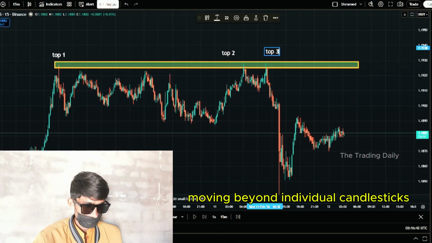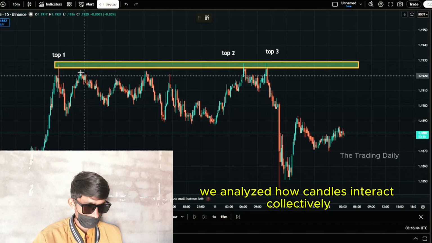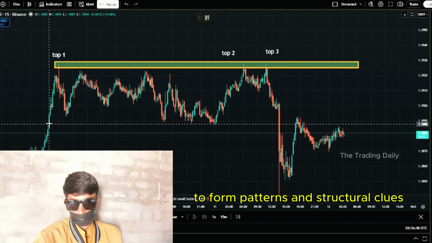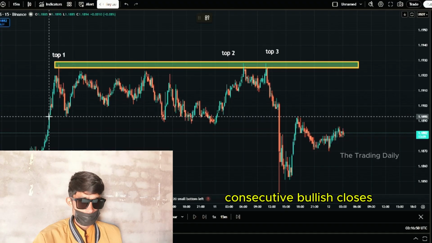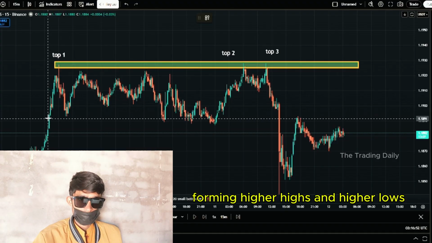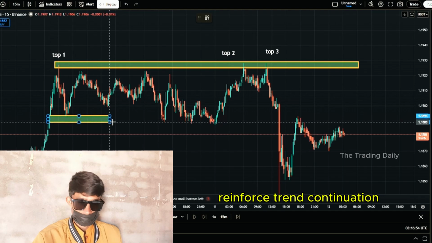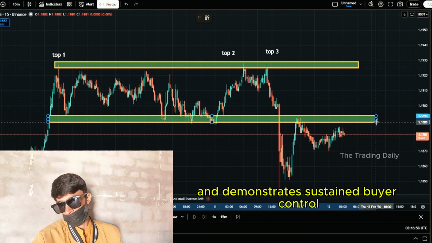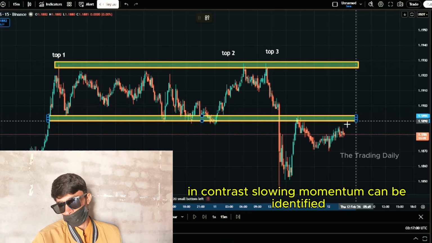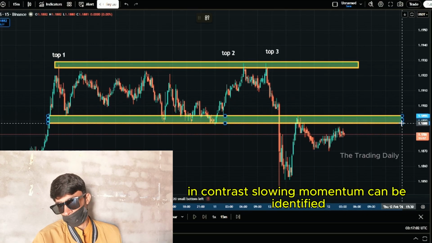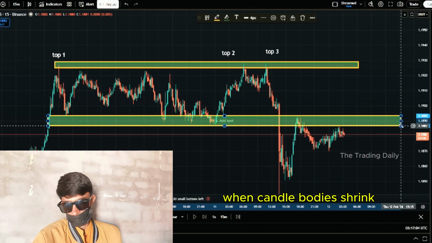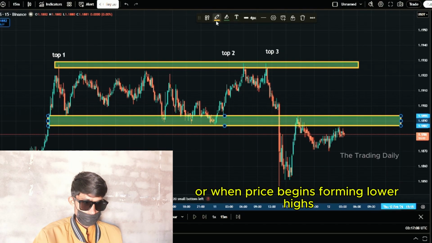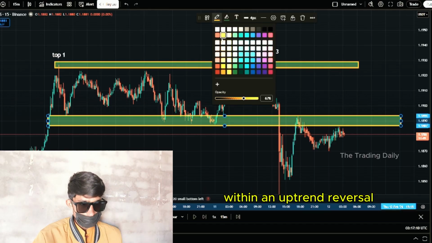Moving beyond individual candlesticks, we analyzed how candles interact collectively to form patterns and structural clues. Consecutive bullish closes forming higher highs and higher lows reinforce trend continuation and demonstrate sustained buyer control. In contrast, slowing momentum can be identified when candle bodies shrink, wicks become more prominent, or when price begins forming lower highs within an uptrend.